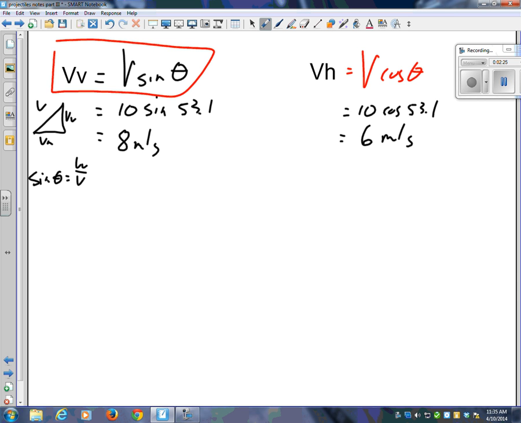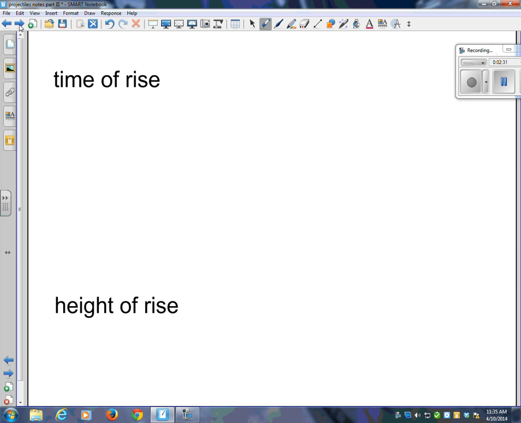So now you find time of rise. Okay, so the next thing to do is to find the time of rise. How are we going to find the time of rise? You use that 8, right? We're going to have to use VV, you're right. VV was equal to 8. Now at the peak right there, what is the vertical component of velocity? Exactly, 0.